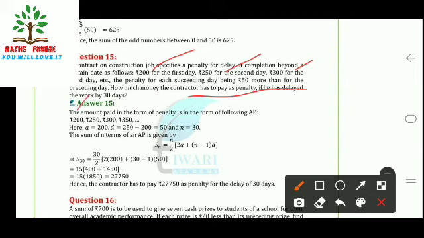So 200, 250, 300, 350 is given. Now a is 200, d is equal to 250 minus 200, that is 50, n is equal to 30. We have to find the total penalty, so we have to find the sum. So Sn is equal to n upon 2 [2a plus (n minus 1)d], putting n equal to 30. So 30 upon 2 into [2a, that is 400, plus (30 minus 1) into 50]. On solving this, the result is 27750, that is rupees 27,750 as a penalty for delaying the work for 30 days, to be paid by the contractor.